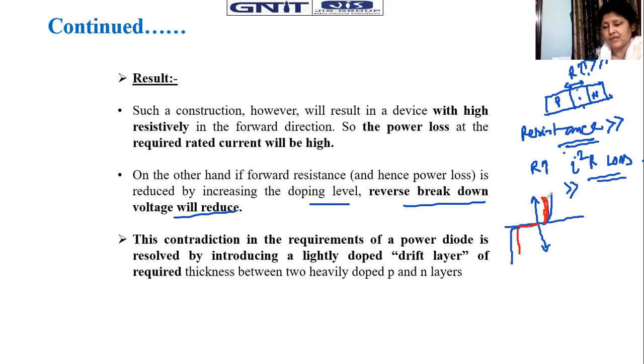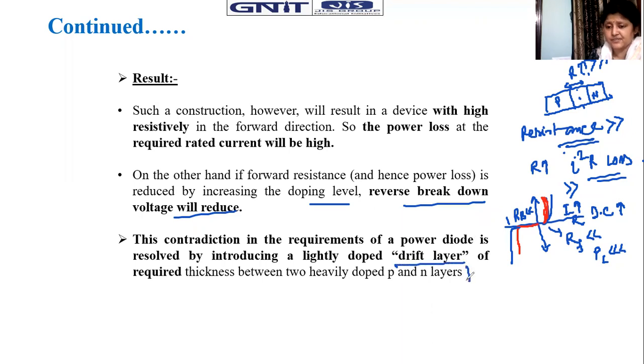That means while we are making the doping concentration high to get a higher current rating, the forward current will be enhanced. The resistance of the forward region will decay down, and the power loss component will be much less. But simultaneously, the reverse blocking voltage is also small compared to the previous one. So to solve this problem we have a drift layer.